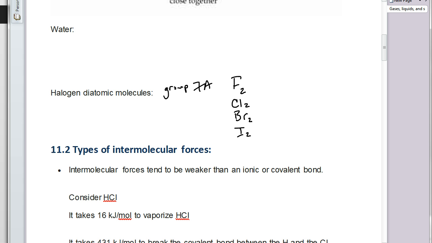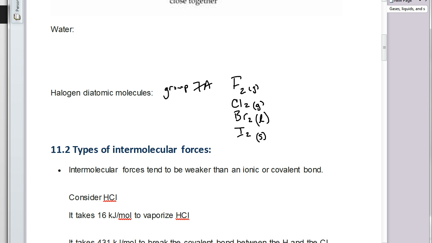They all have the same number of valence electrons. But fluorine is going to be a gas at 25 degrees Celsius and 1 atmosphere. Chlorine is also going to be a gas. But bromine is going to be a liquid. And iodine is going to be a solid.